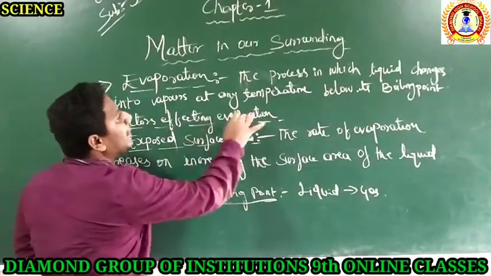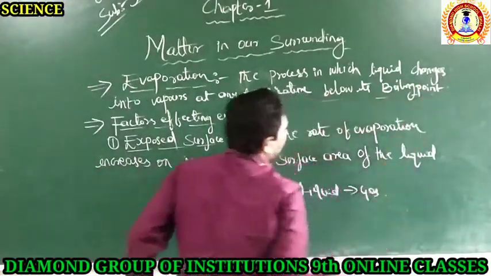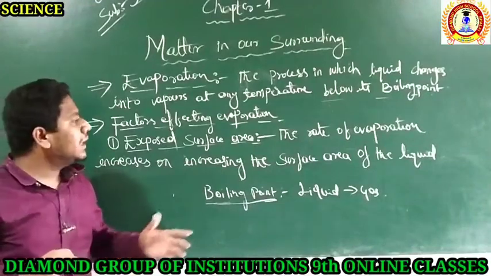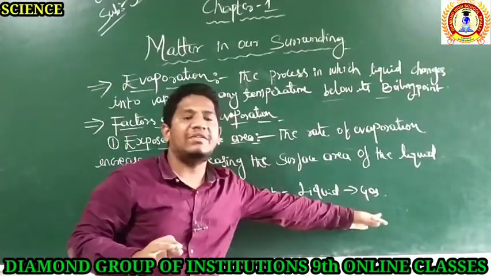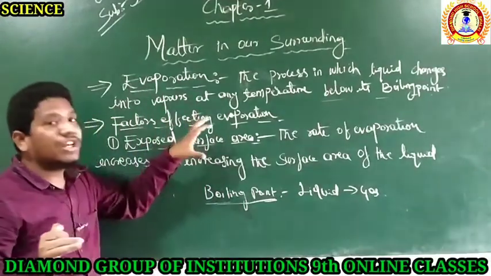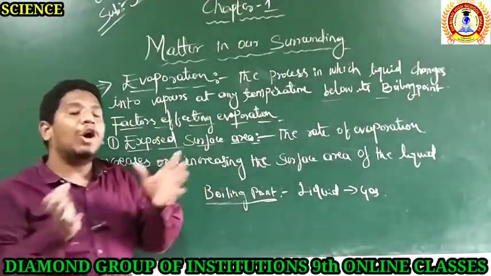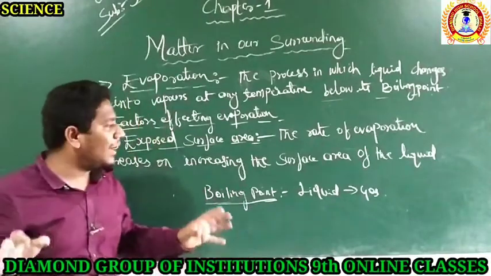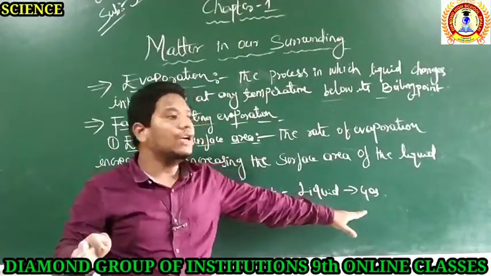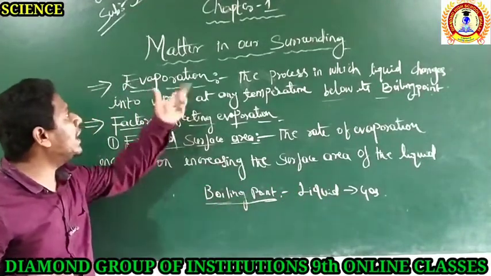At any temperature below its boiling point. Below the boiling point, the liquid will not convert to the gaseous state. That is the state we discussed already. But evaporation tells us that at any temperature below the boiling point, the liquid converts into the gaseous state. So that process we are going to call evaporation.